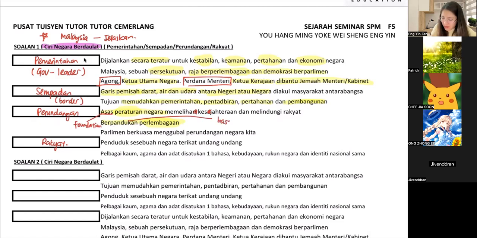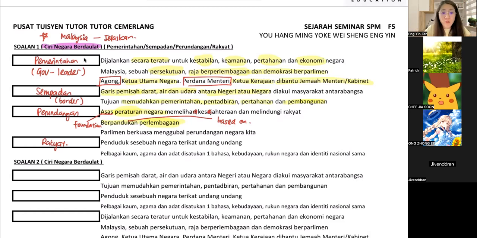Berpandukan means based on. Boleh faham? Peraturan, perlembagaan. Okay? Perundangan, peraturan, perlembagaan. So you see, if you base on the ranking, perlembagaan is the greatest one. Perlembagaan is undang-undang tertinggi. And then undang-undang is normal undang-undang. Then peraturan is the third level. So that's the reason why they use all these words.